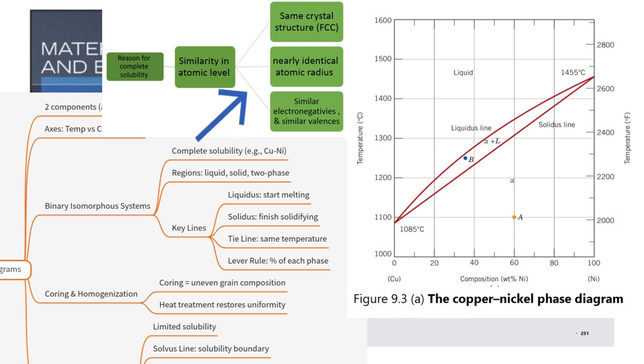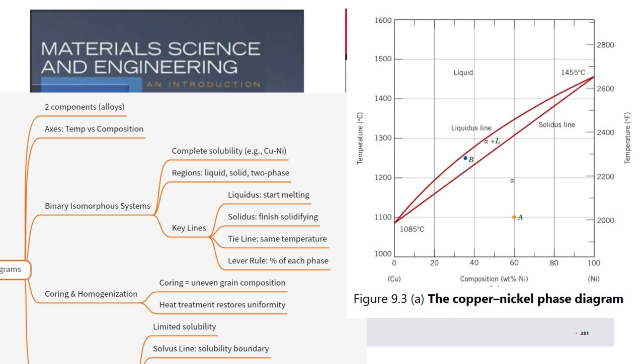Gotcha. They're like the best buddies of the periodic table. Yeah. Now, the diagram has lines separating those different regions. What are those lines all about? Those lines are called phase boundaries.